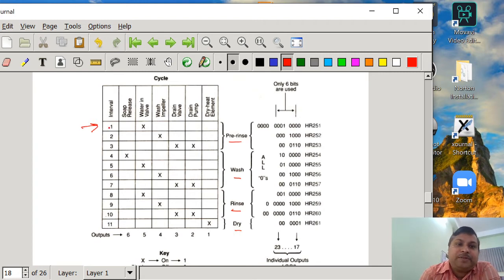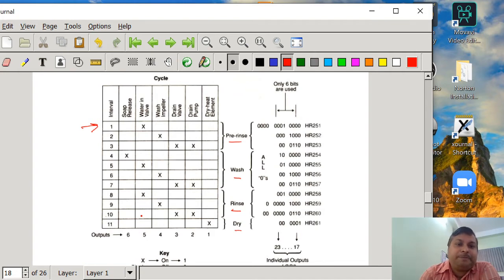Okay, so at the first step, what you have to do, the water in valve should be on, other things will be off. In step 2, the wash impeller should be on, other things must be off. At step 3, only the drain valve and drain pump will be on, and the other operations 1, 2, 3, 4 must be off. So like that, you have decided the pattern. Now, why does this pattern have to be identified?